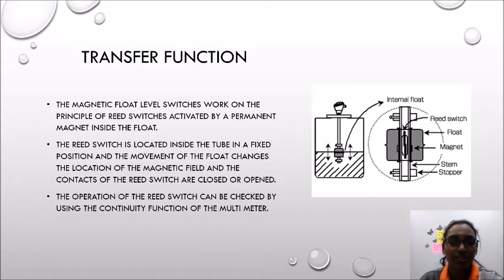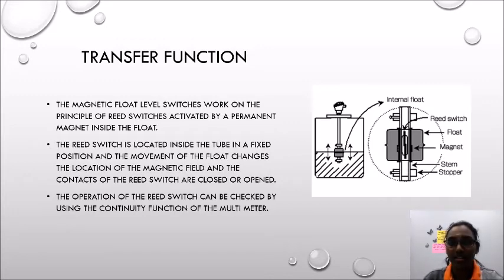The operation of the reed switch can be checked by using the continuity function of a multimeter. There are no serviceable components and any repairs should be returned to the manufacturer. The appropriate float should be selected to ensure that the float will work in the liquid's specific gravity. Your float should not have a specific gravity rating higher than or equal to the liquid.